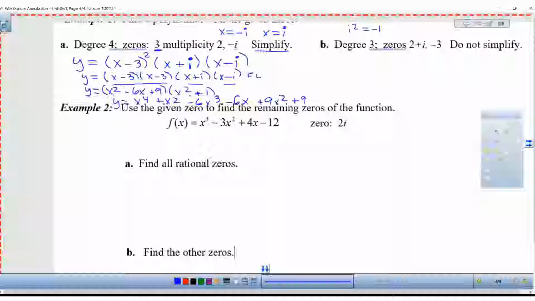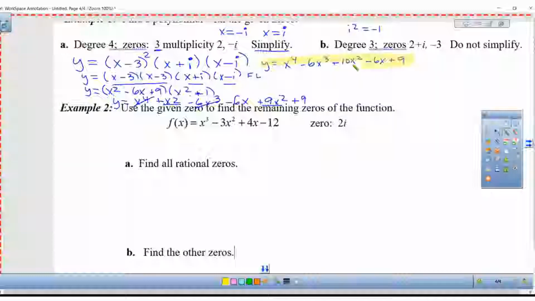And now all you have to do is clean it up. So your answer would be y equals, you have an x to the 4th. And then x to the 3rd, you only have 1. So minus 6x to the 3rd. On the squareds, you've got a 1 and 9. So that gives you a 10x squared. You have a negative 6x and a positive 9, and that's your answer. So that multiplication would have been way more difficult had you not multiplied those conjugates together first. So just make sure you always do that.